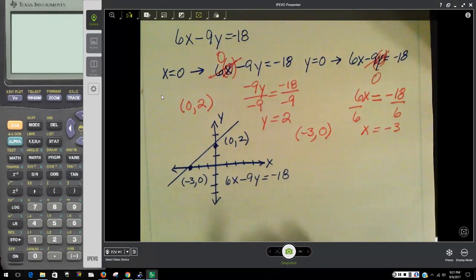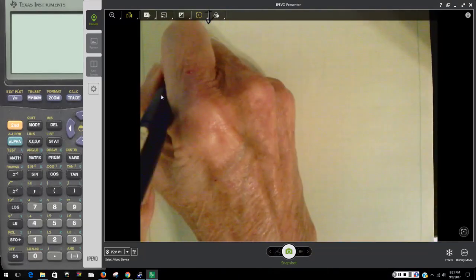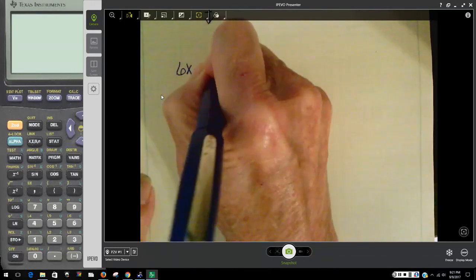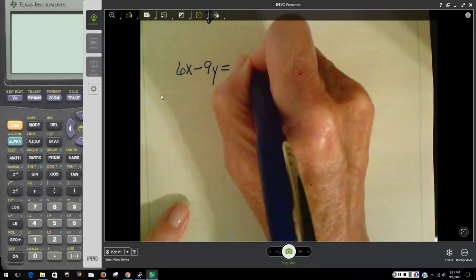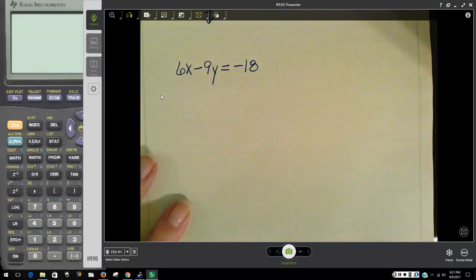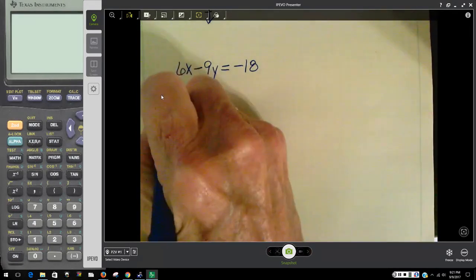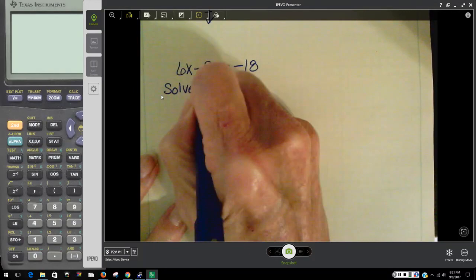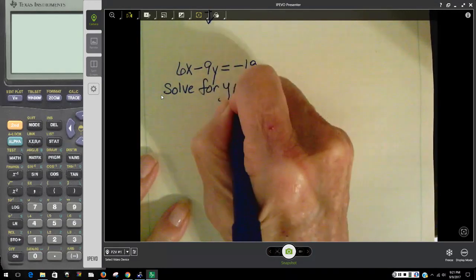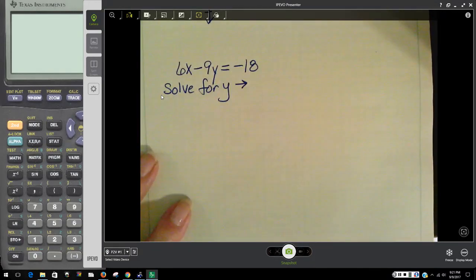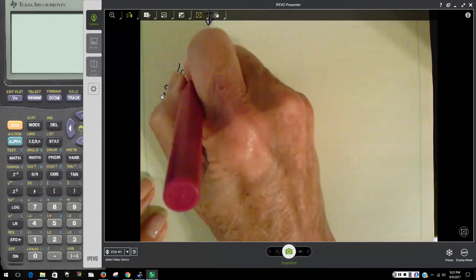Now I can also use a second method, same equation, 6x minus 9y equals negative 18. And this is actually kind of the preferred method, and that would be to solve it for y. So in order to solve it for y, that means we want to isolate the y term, which is the minus 9y.